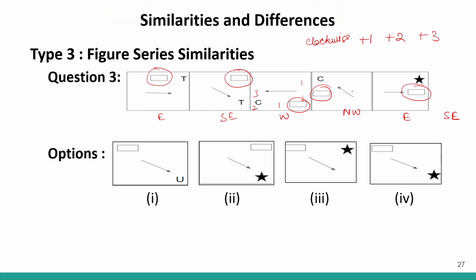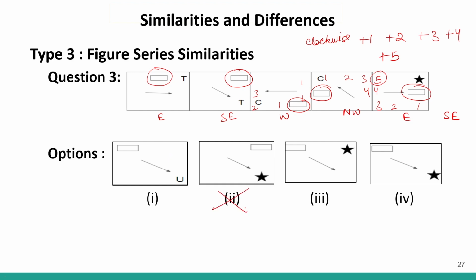Similarly, from here to here will be how much? 1, 2, 3, and 4. 4 positions clockwise. So now the rectangle will go 5 positions clockwise. So 5 positions clockwise will be 1, 2, 3, 4, and 5. So my rectangle will be in this corner. In this corner, we have only option 1, 3, and 4.